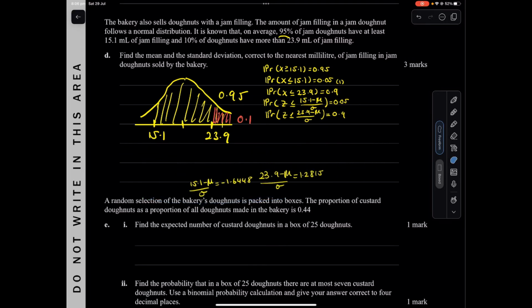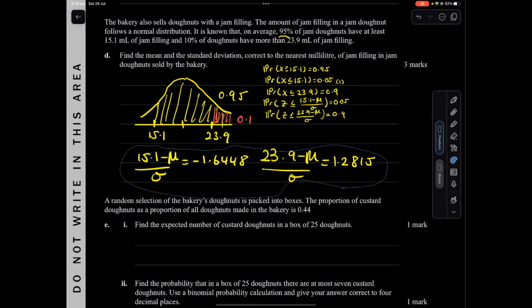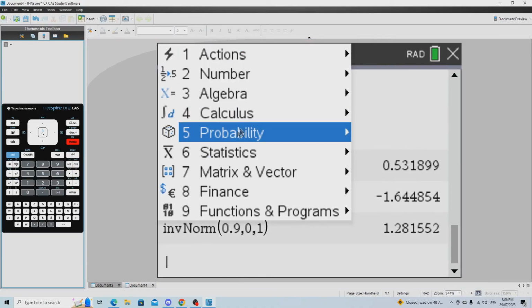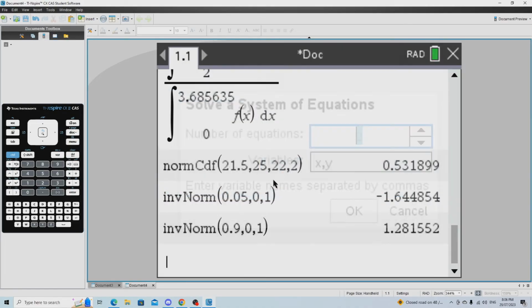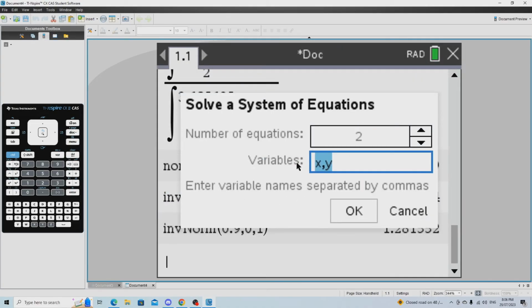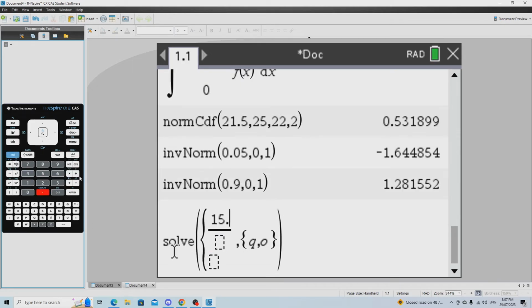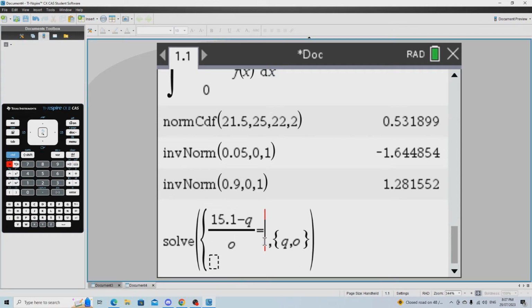Now we can just use simultaneous equations to solve for these. Your mean is equal to what? Let's go to algebra, solve systems of equations, two equations, where Q is your mean and O is your standard deviation. For the first one, 15.1 minus Q over O is equal to this value over here.